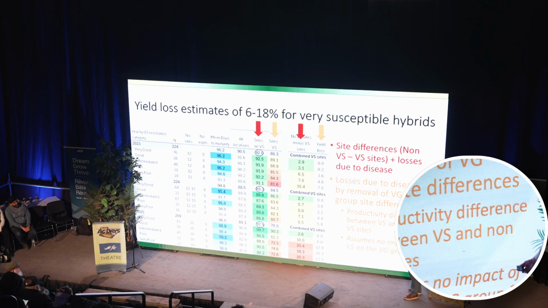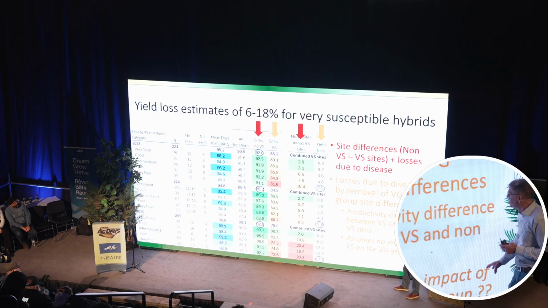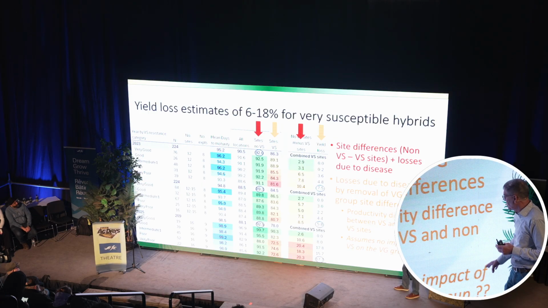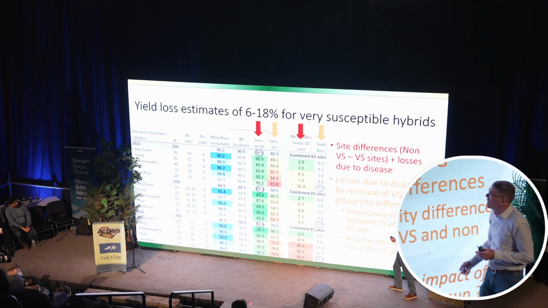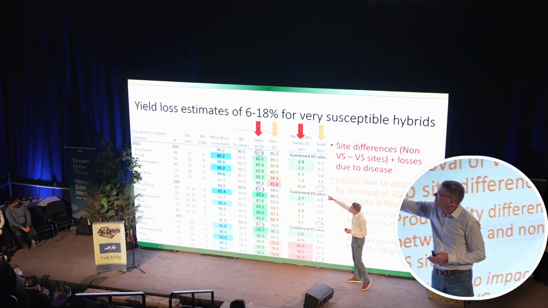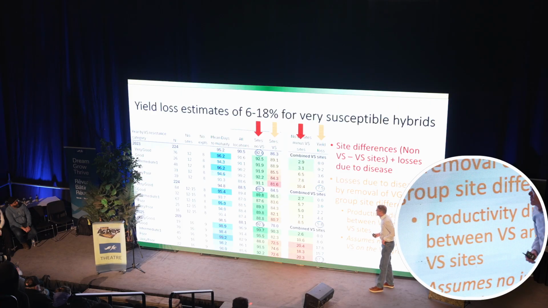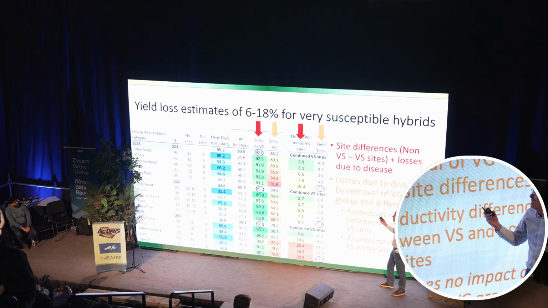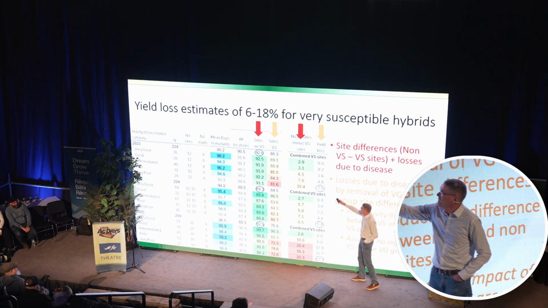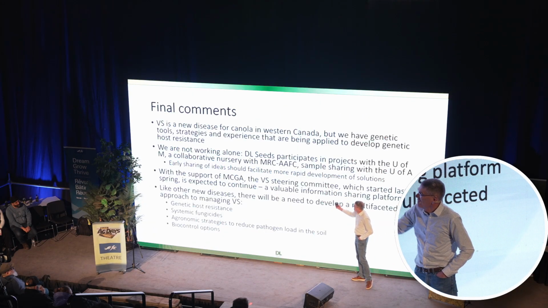And then when we do this, we're assuming that the very good group is not affected by verticillium, which might not actually be true, but I can't deal with that any differently right now. So this assumes that there's no impact of verticillium stripe on the very good group. You've made these subtractions. So now we get 7.5% difference, or 7.5% yield loss on a very poor hybrid in 2023.